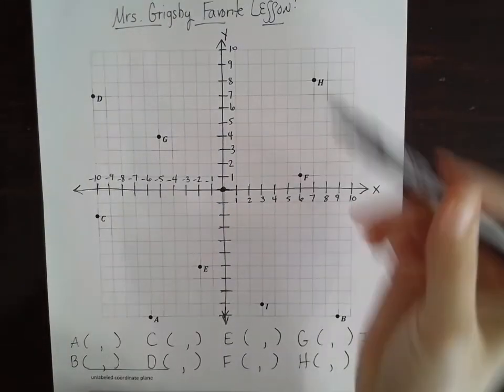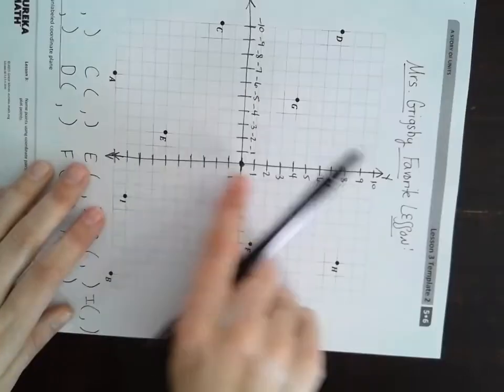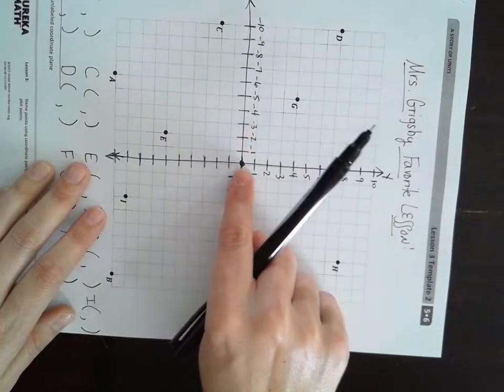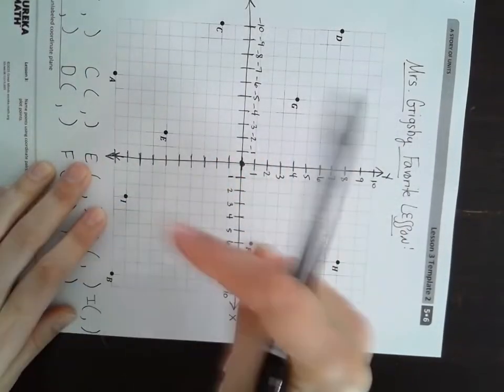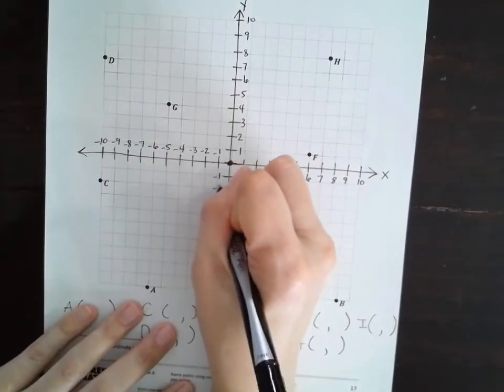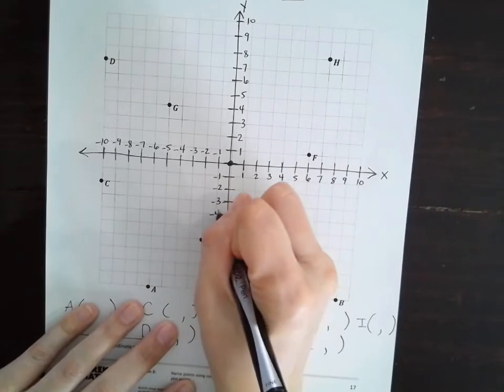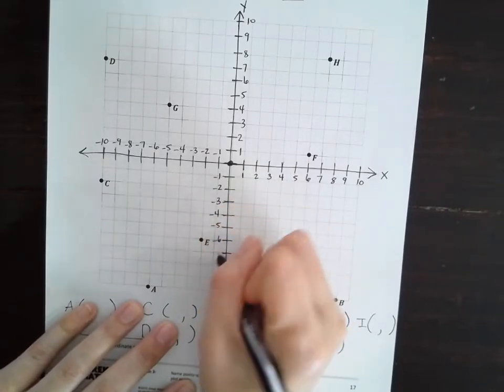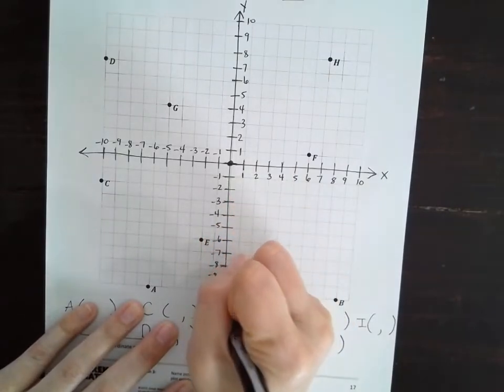So again, here's a number line. Here's a number line for the y-axis. This way goes positive. What would go this way? Yes, negative. Okay, so we have -1, -2, -3, -4, -5, -6, -7, -8, -9, -10. Okay, so now we are all set up.